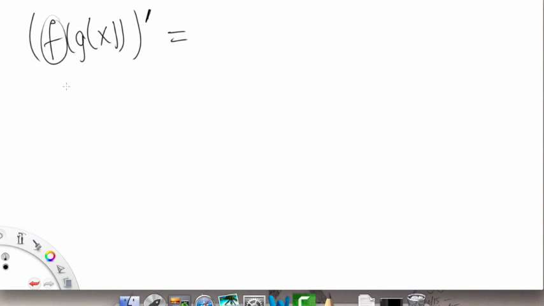So we're taking the derivative of f of g of x. Again, we're going to differentiate the outside function first, so we start from the outside and work in. We differentiate that outside function, which is our f, and then we keep the inside the same. Whatever's on the inside just stays the same, the original function.